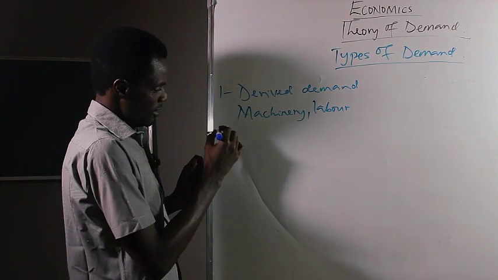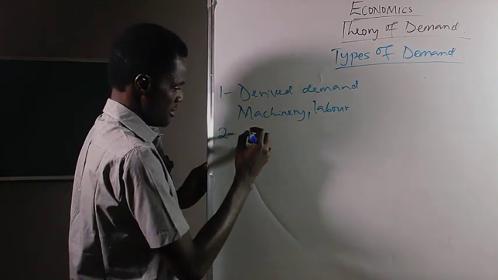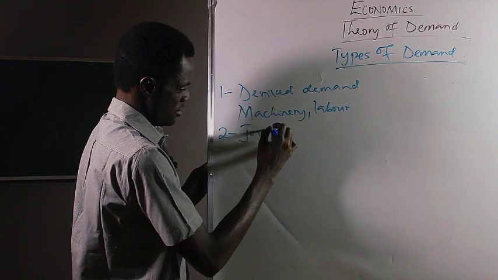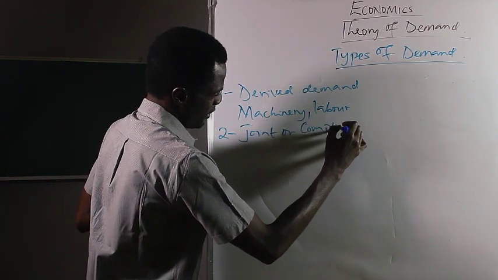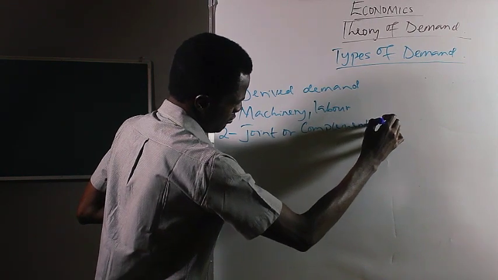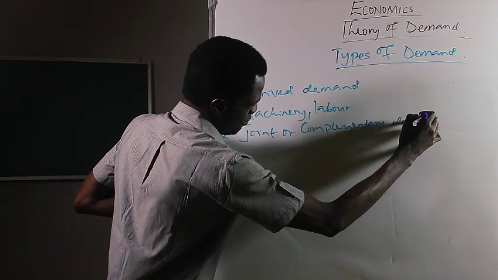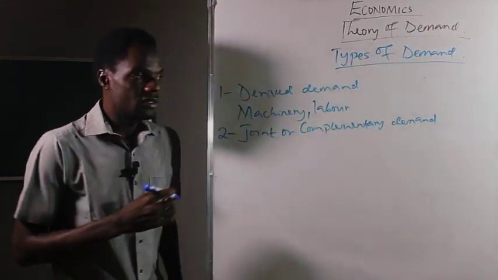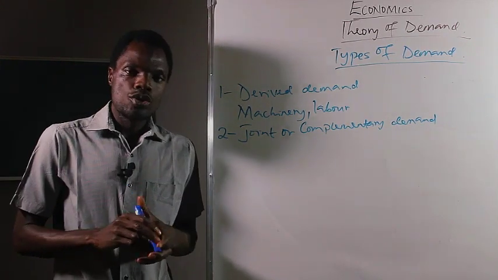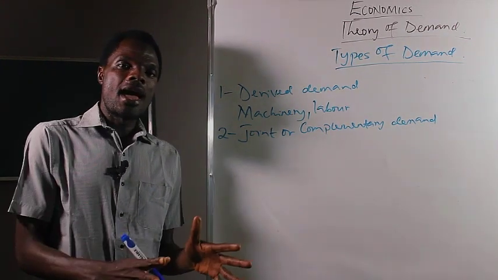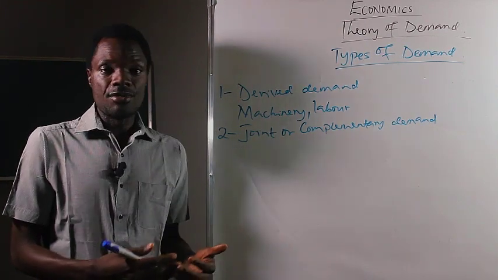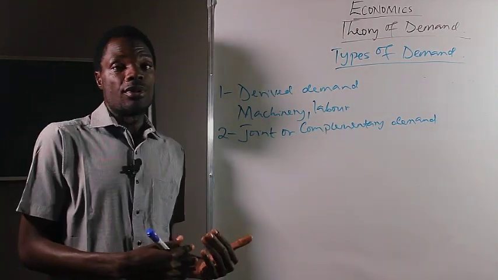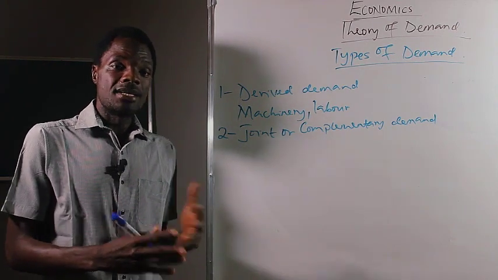The second type of demand is joint or complementary demand. This is a type of demand in which two or more goods are required to satisfy the same purpose. That means one cannot do without the other. So the two goods are demanded at the same time.